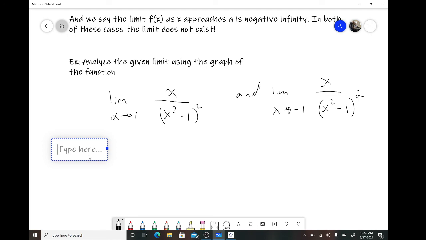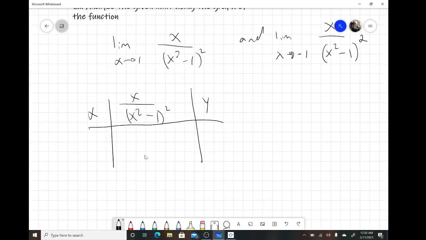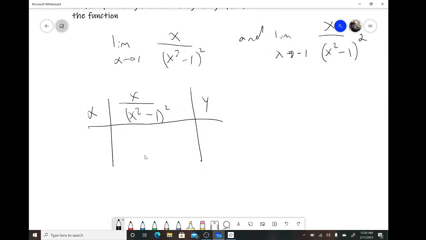So, as we can see from the graph, let me sketch it first. Like I was saying, if you don't remember how to graph these things, you can always make a table. A table will always work. So that will be x over (x squared minus 1) squared. I always put y on the left side, and on the right side, and then sometimes I put the point. So I'm only going to pick 3 points, or maybe more. Let's do 2, 0, minus 2. Those 3 will be fine.